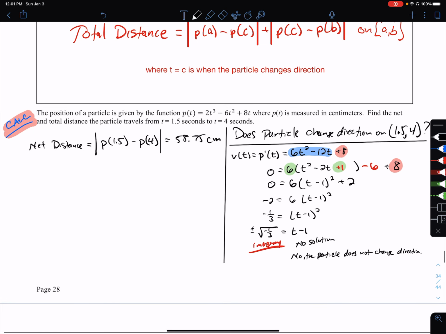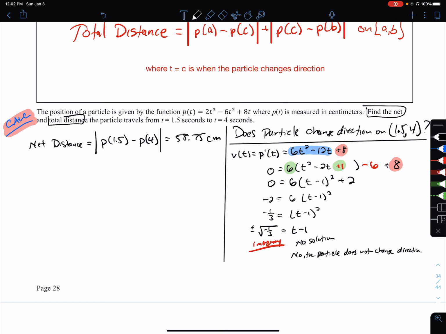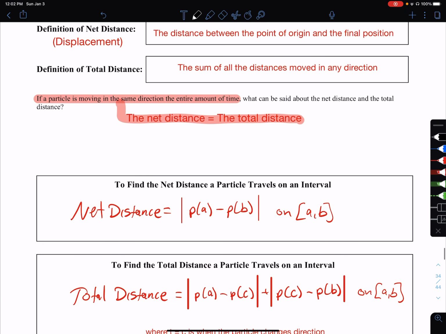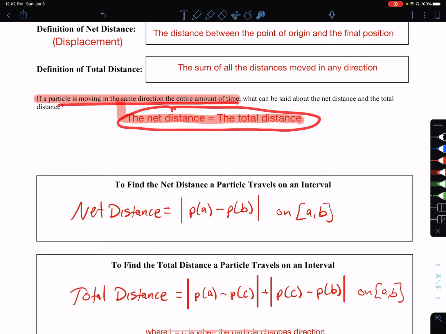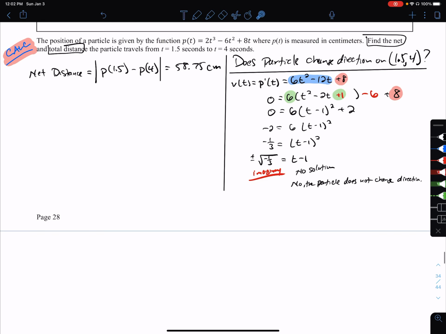So there are two things we're supposed to find. Find the net and total distance. We found net already. According to what we wrote up here, the net distance could equal the total distance as long as the particle never changed direction, and this particle did not.